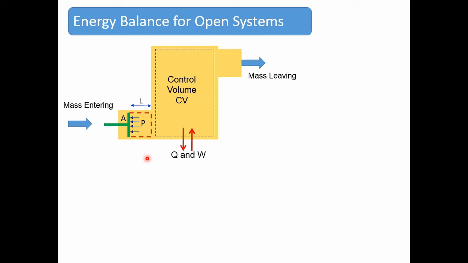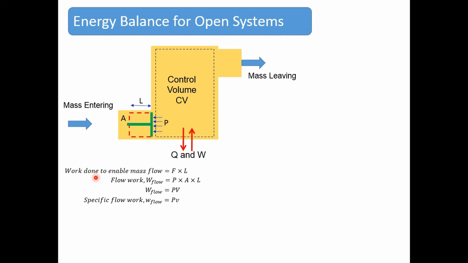This simple animation will elaborate what you are going to do. So you are pushing now this volume of fluid into the control volume against the pressure P. We can calculate the work required in order to do this. The work done to enable the mass flow is equal to force times this distance L, and the force is created by this pressure, that is equal to pressure times the cross-sectional area A.